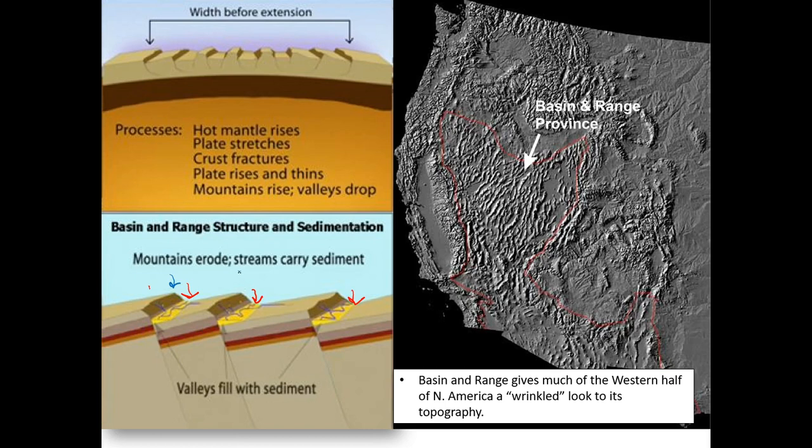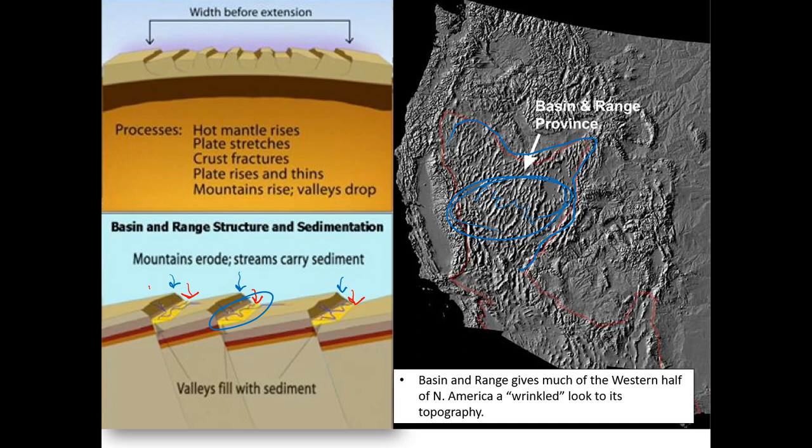So here's the mountain range, mountain range, mountain range, okay? So it's extending out, and the mountains are going to erode and fill these basins up with all sorts of sediments. So you can see, this is a beautiful picture, shows you exactly what I'm talking about. You can see all the little wrinkles here. Do you all see all these wrinkles that are going on right here? Those are all series of basins and ranges.